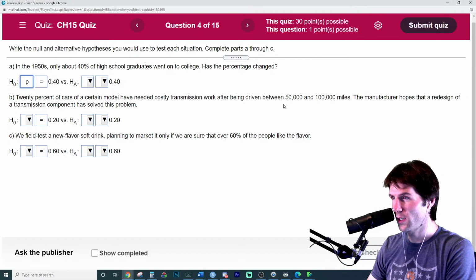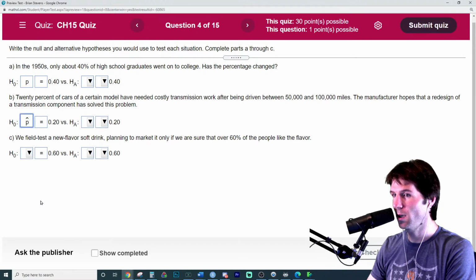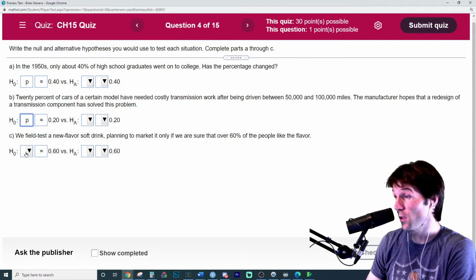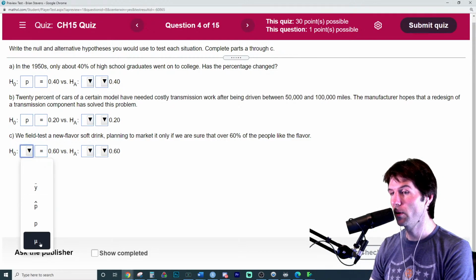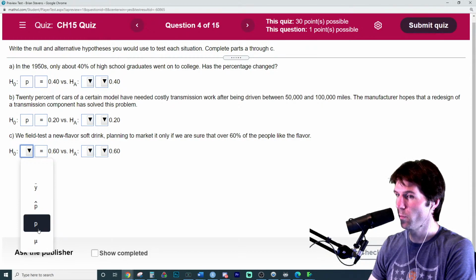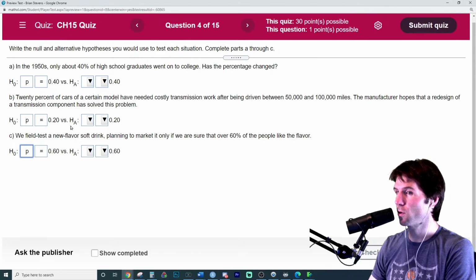These are cars that need transmission work. So that would be P, not P hat. It's P, the true proportion. We field test a new soft drink, so we're seeing if people like the new soft drink more. That's P. The other one here is mu. These are the only two options right now. P is for true proportion. Mu is for true mean.